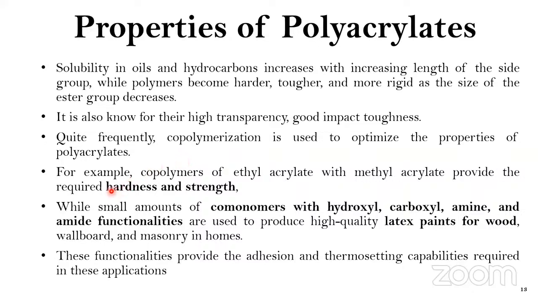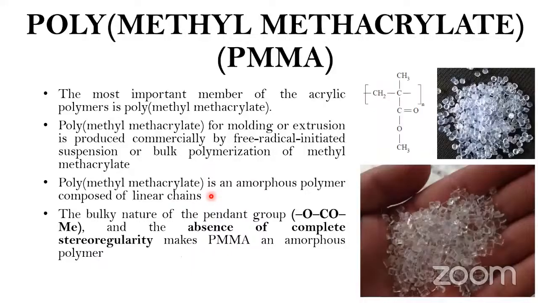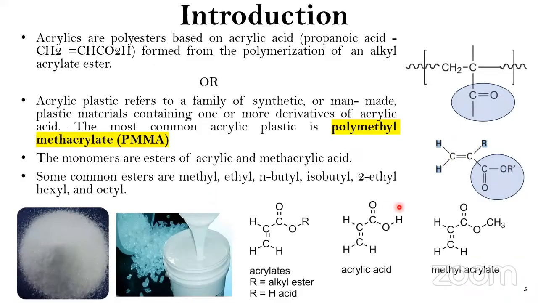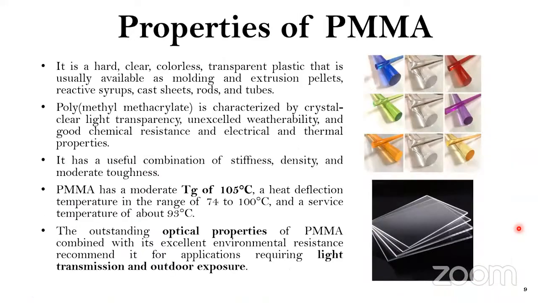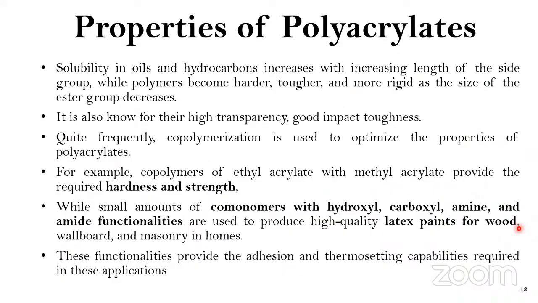So for example, I have again mentioned the examples for your better understanding. Copolymers of ethyl acrylate with methyl acrylate provide the required hardness and strength. Methyl acrylate, if you see the structure over here, only methyl is there. Due to only the single carbon chain, the hardness will come to your polymer. So a copolymer of methyl and ethyl acrylate will give you the hardness and strength.